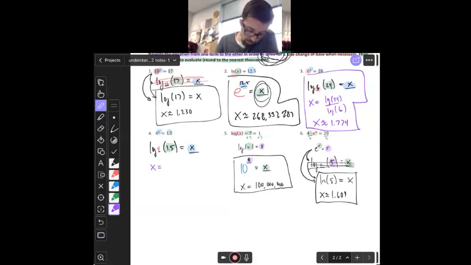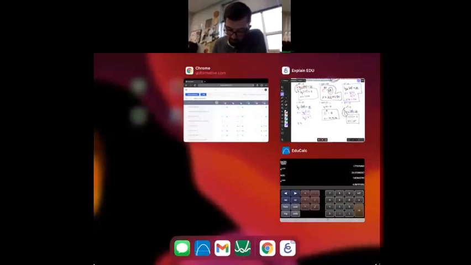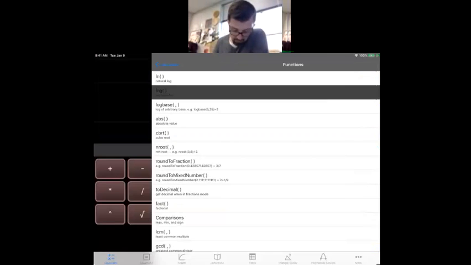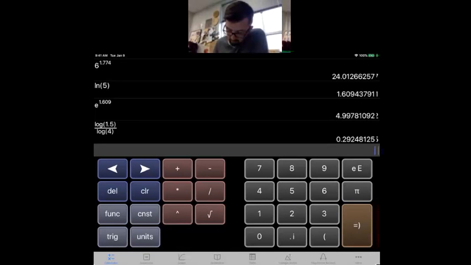But we know that we can rewrite it as the ratio of common logs, and the base always goes to the bottom. So log of 4 on the bottom, then log of 1.5 on the top. So then x is approximately log of 1.5 divided by log of 4, which is 0.292.